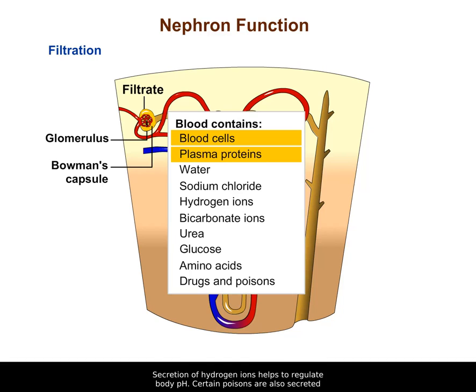Secretion of hydrogen ions helps to regulate body pH. Certain poisons are also secreted to remove them from the blood.